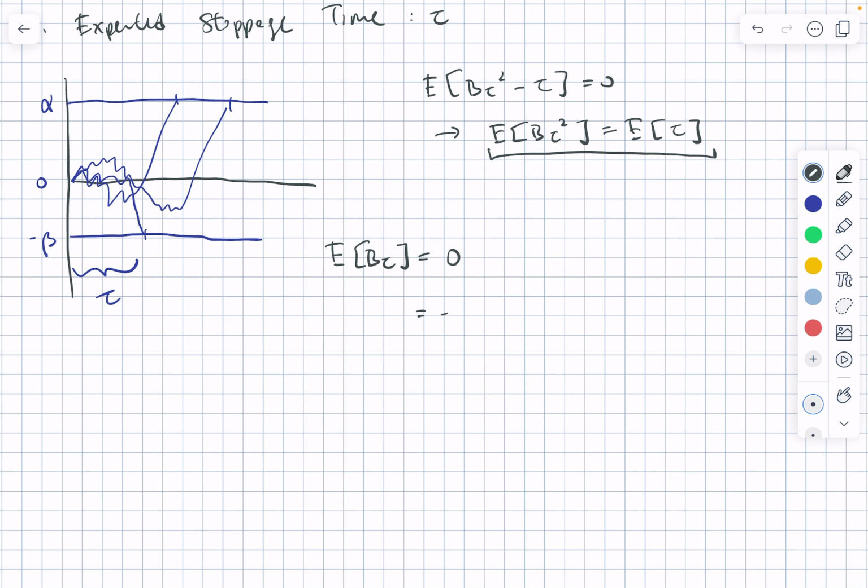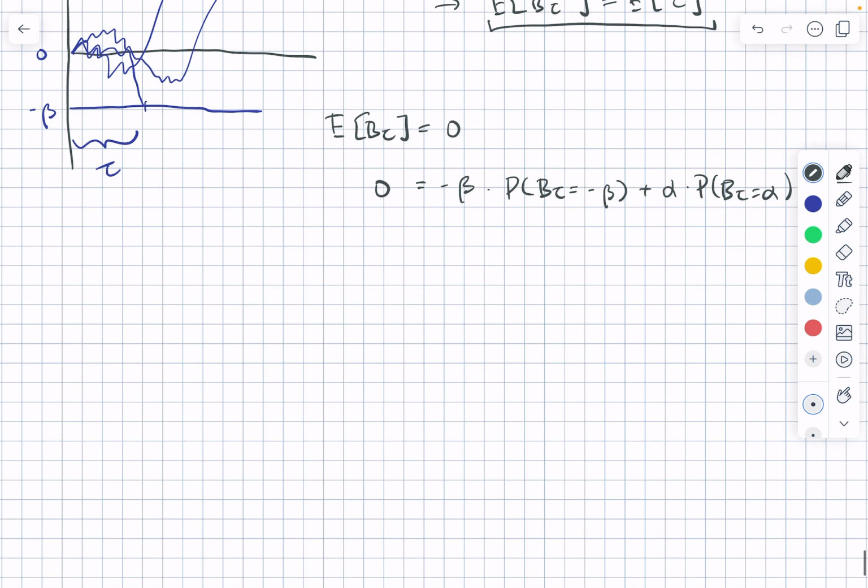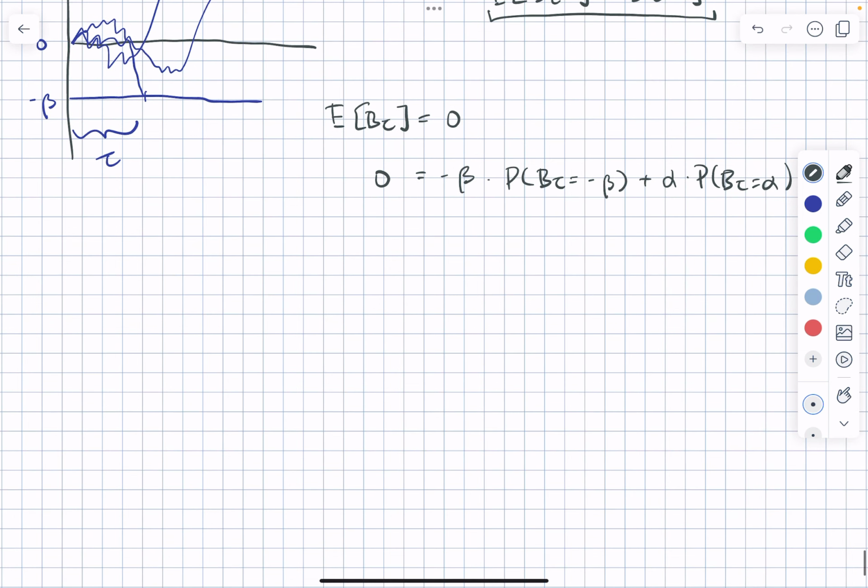Suppose it's -beta, then we need to multiply -beta by the probability we reach -beta, so P(B_tau = -beta). The other possibility is that we reach alpha, so the expected value is alpha times the probability we reach alpha, P(B_tau = alpha). This sum is 0, because it is the expected value of B_tau, which is a normal distribution centered around 0.